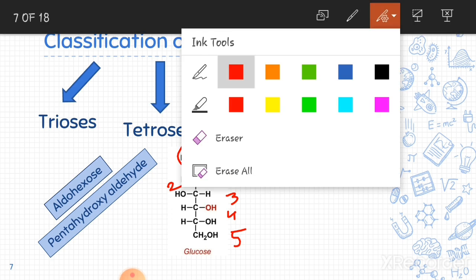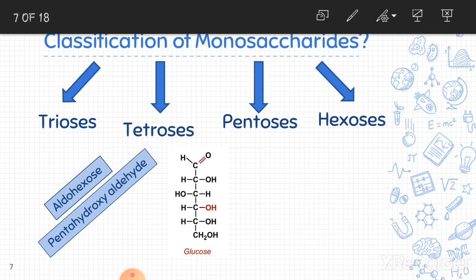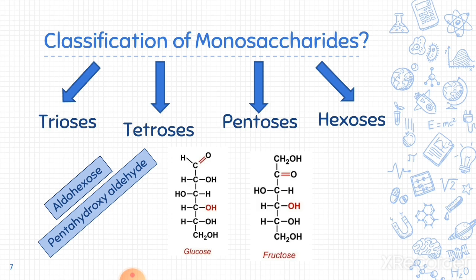Another example of this hexose sugar is fructose. Now if you look at the number of carbon atoms in fructose, it is 6. Glucose and fructose have the same chemical formula, that is C6H12O6. They differ in the structural formula, so therefore they are isomers of each other. But since the structural formula is different, their properties are also somewhat different.